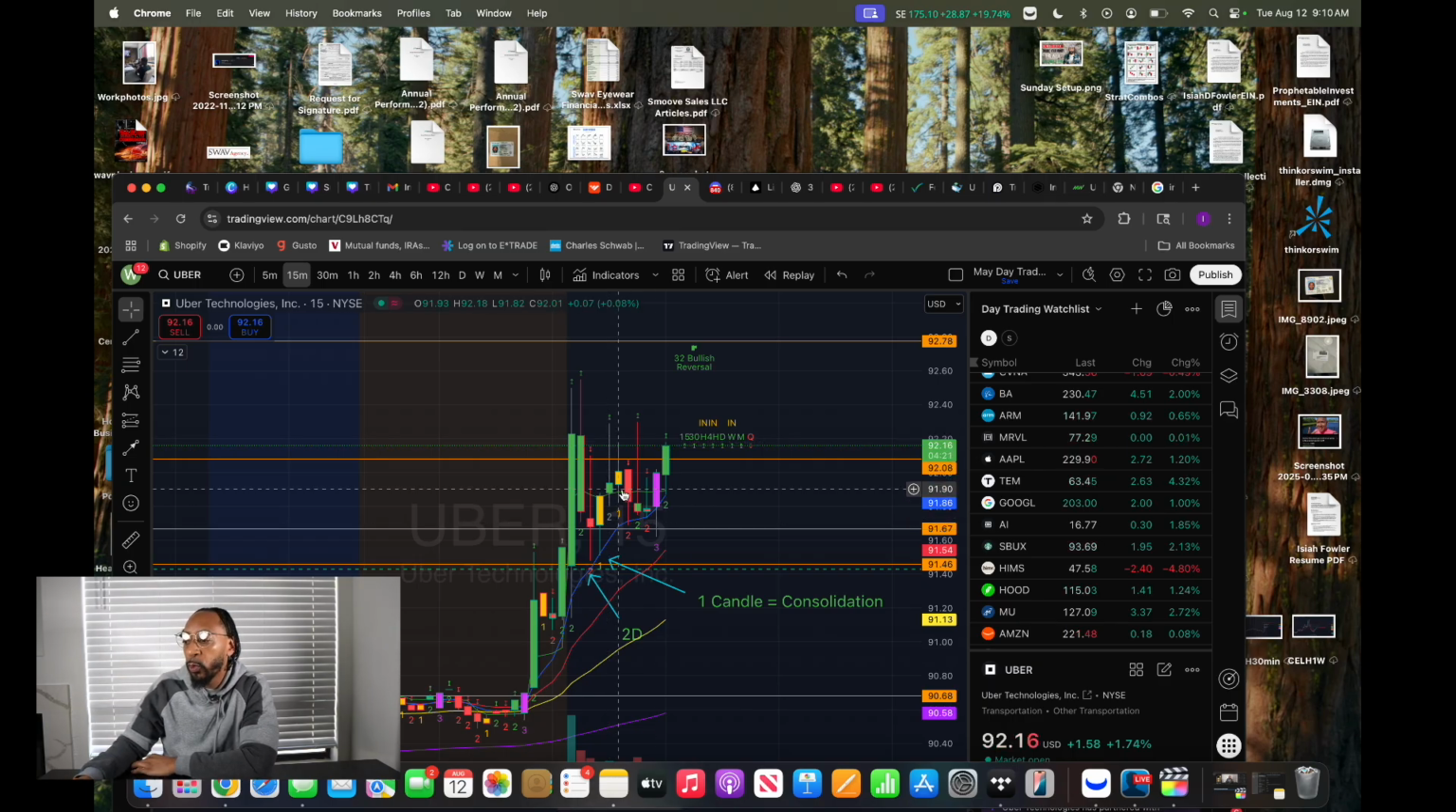A 2-1-2 up. So then Uber opened up right here and then it came down a little bit. And I took my position when it opened above this level right here. I took my position right here. It came down a little bit and then it took off higher. So what I did was I said, okay, it's a 2-up candle currently. So I took my entry right there.